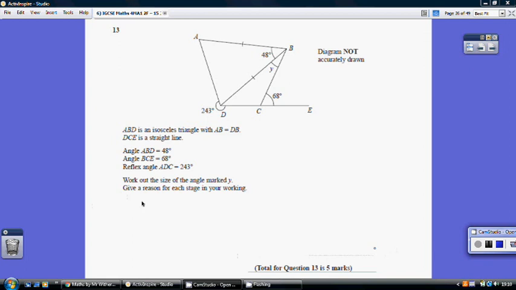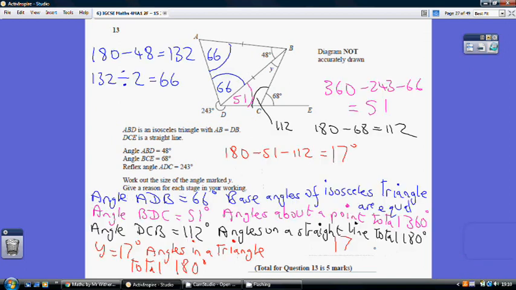Question 13. Now, be very careful that you give a reason for each stage in your working. You will not get full marks if you don't. So, working our way around this, the first thing I've focused upon is this triangle ABD, which is an isosceles triangle. With an isosceles triangle, these base angles are equal. So how do we work out these? Well, I did the angles in a triangle being 180, take away the 48, which is 132, then split that equally between these 2 angles by halving it. So that angle there, angle ADB, is 66 degrees, and the reason is base angles of an isosceles triangle are equal.